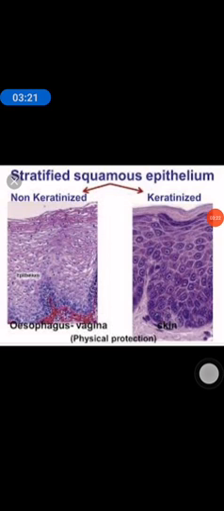In case of stratified squamous non-keratinized epithelium, the surface epithelium remains wet. The platent cells of the epithelial surface are living cells. The characteristics of stratified squamous keratinized epithelium are that the epithelial surface is dry and the most superficial cells are dead.